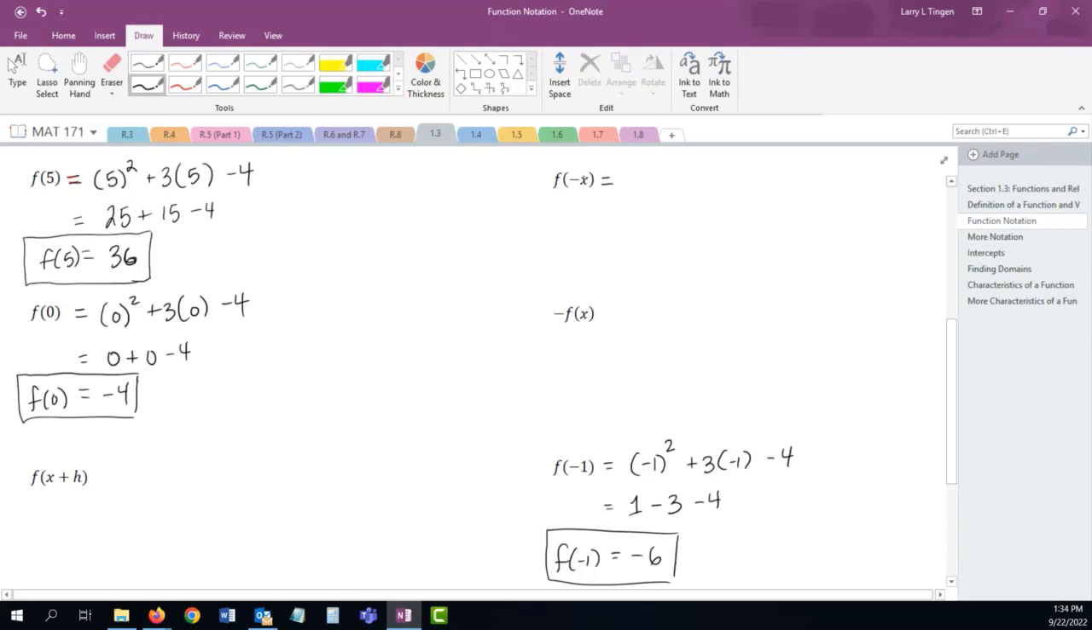Don't overthink it, okay? When we create notation in math, we try to keep it consistent all the way through. That is f at negative x. So that means everywhere there's an x, swap it out for a negative x. Right? So negative x times negative x is positive x squared. 3 times negative x is negative 3x.